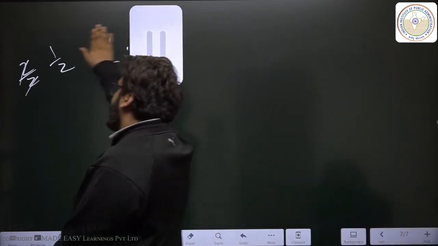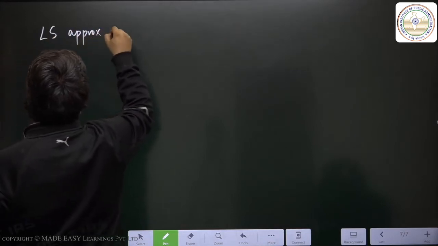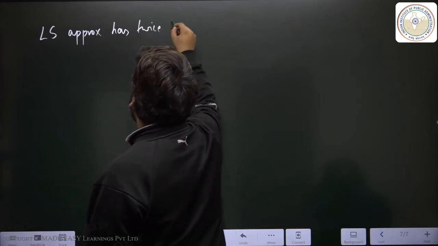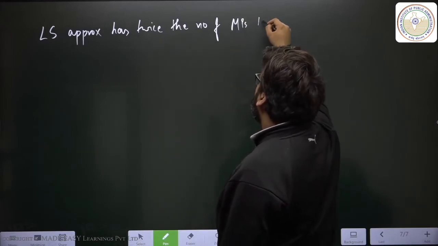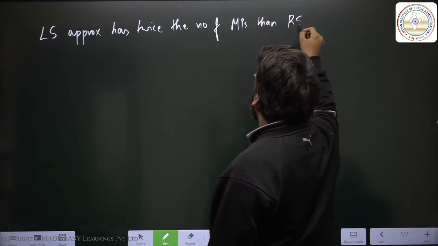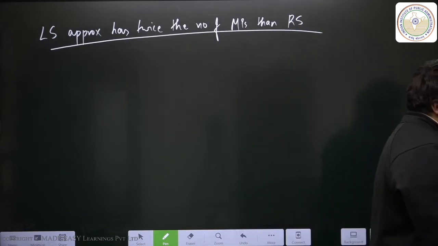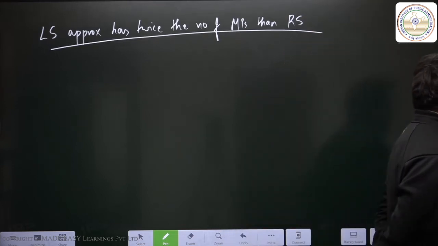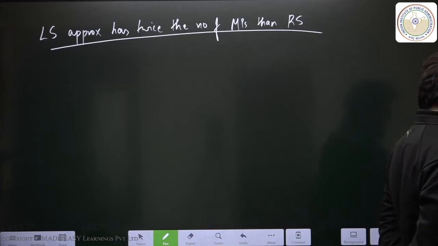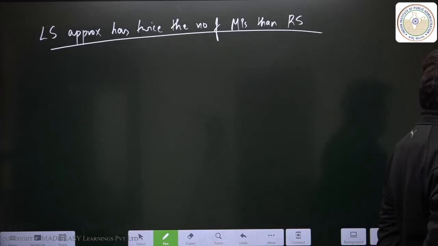So can we इसको और simplify कर देते हैं. Can we say Lok Sabha approximately has twice the number of MPs than Rajya Sabha? Is this correct? Is this absolutely correct? Yes or no? ये एक्चुअली 2:1 को 2/3, 1/3 भी करके लिखते हैं, बट एनीवेज.